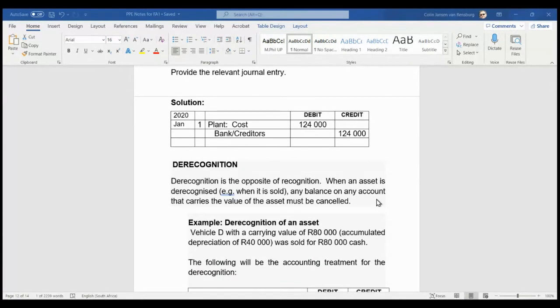Now, one more question, ladies and gentlemen. No, two more questions, actually. If they tell us the carrying amount is 80,000 rands, and they also tell us that the accumulated depreciation at that point in time was 40,000, what would the cost therefore have been?